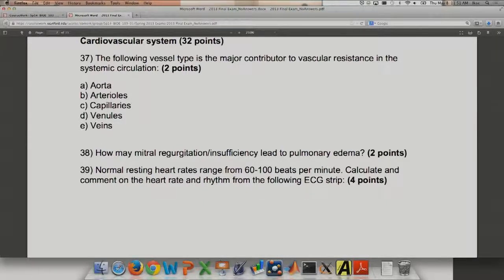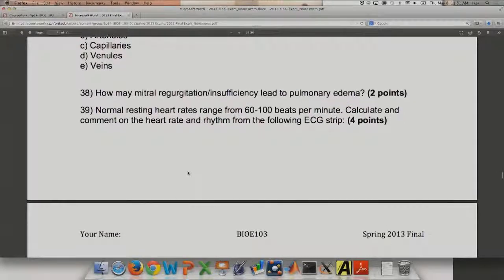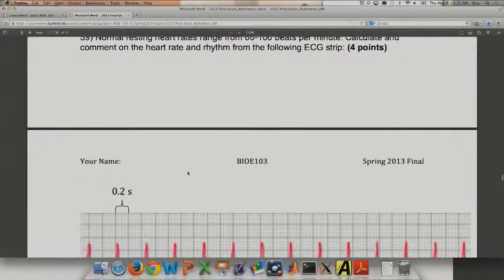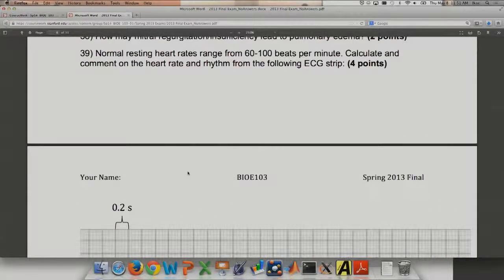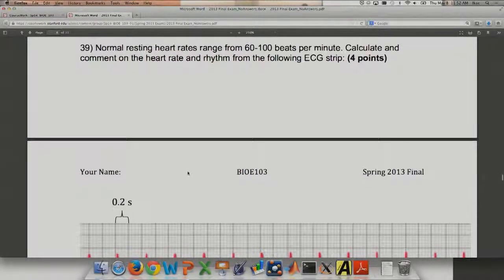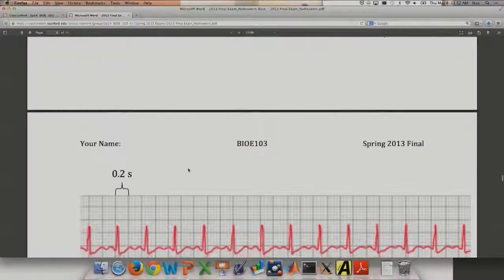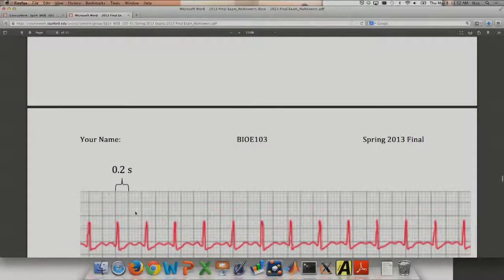The next question is kind of simple, and we can do it if you want. We didn't really cover EKGs this year at all because I felt like it was too advanced and we wanted to focus more on physiology. But basically normal resting heart rate is between 60 and 100. They're telling you to comment on the heart rate and rhythm from the following ECG strip. We do not teach you how to comment on rhythm, so forget that. But to compute heart rate, it's actually fairly simple.